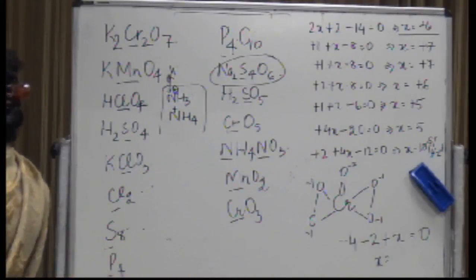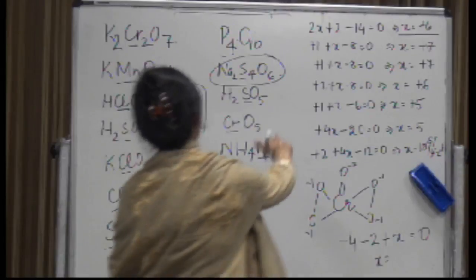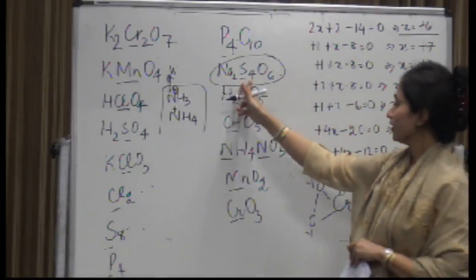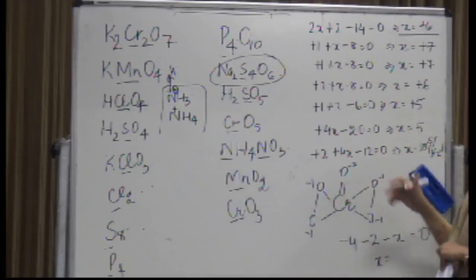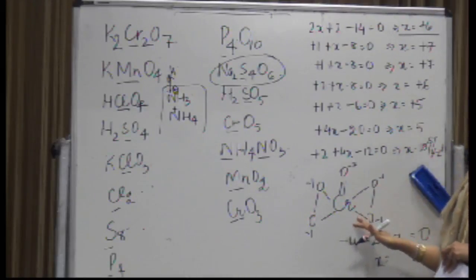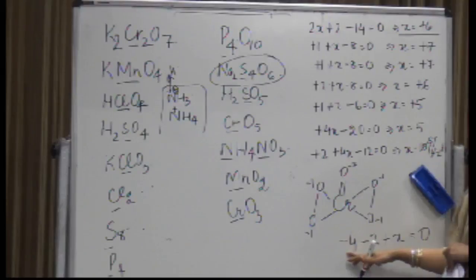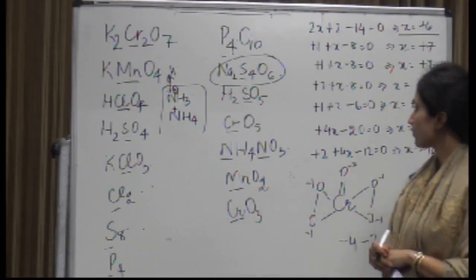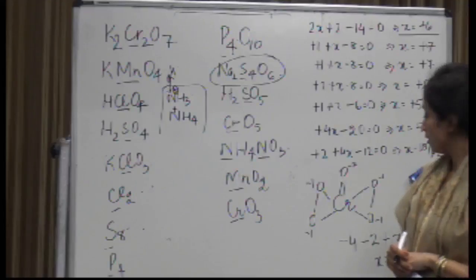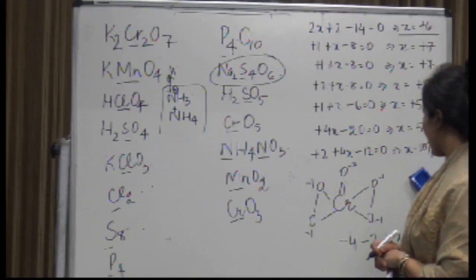Please explain Na2S4O6 again. Na2S4O6, let me just complete this first, I'll come to it again. What you have in CrO5 now, you have -4, -2 plus x is equal to 0, so x will be equal to +6.